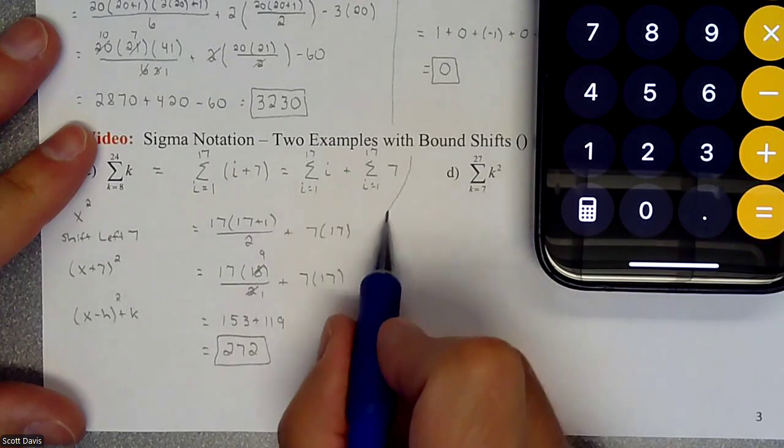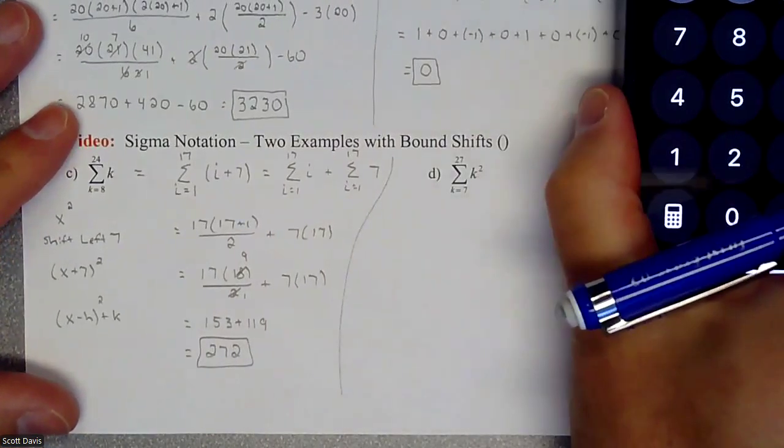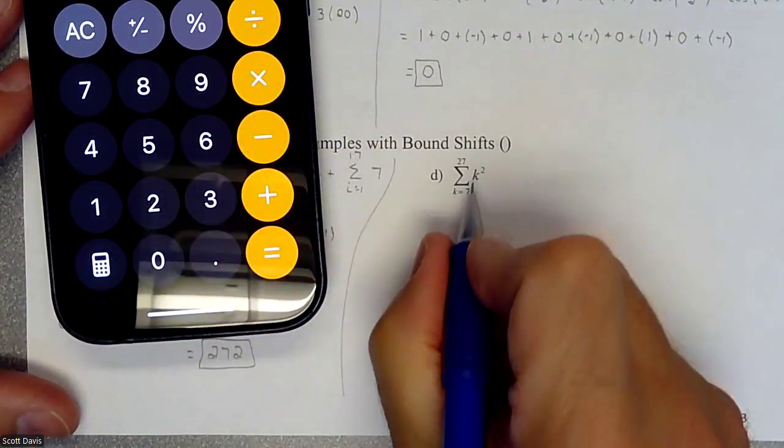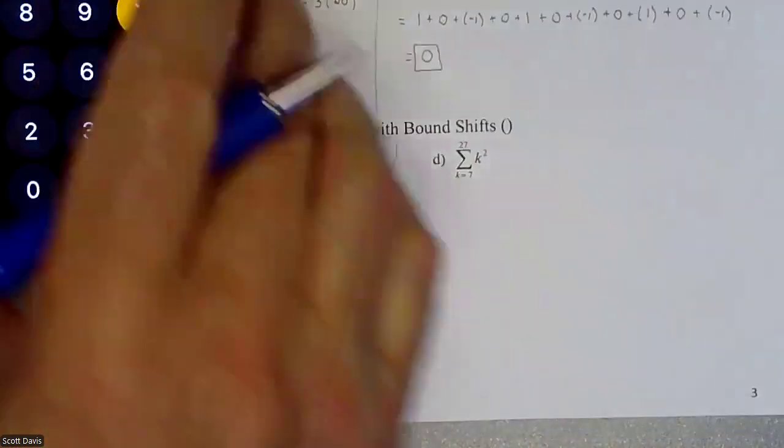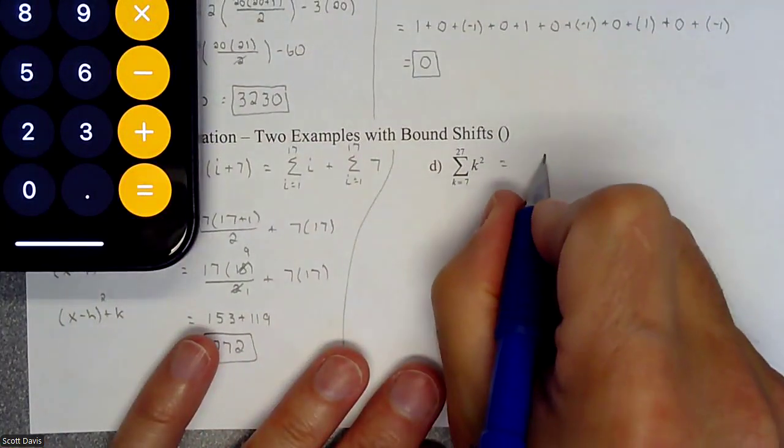Right, so let's do one more. And this time we're doing a quadratic that needs to shift. So we're going to rewrite this.